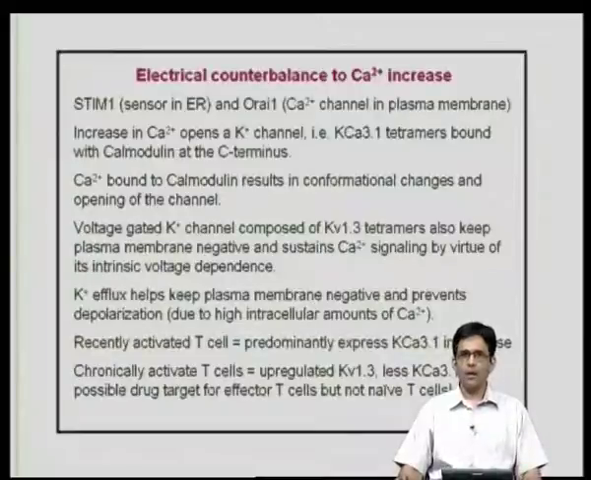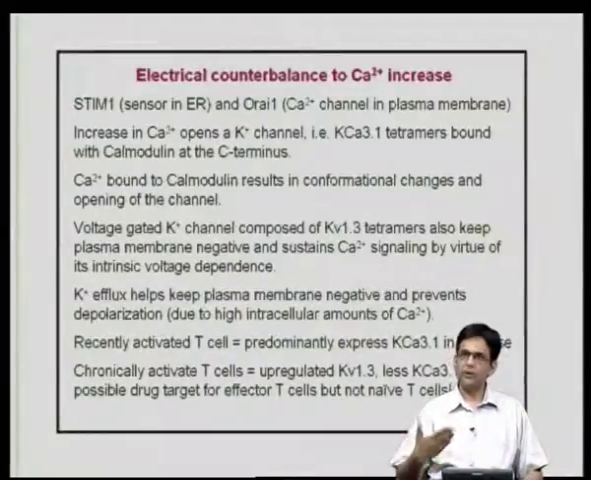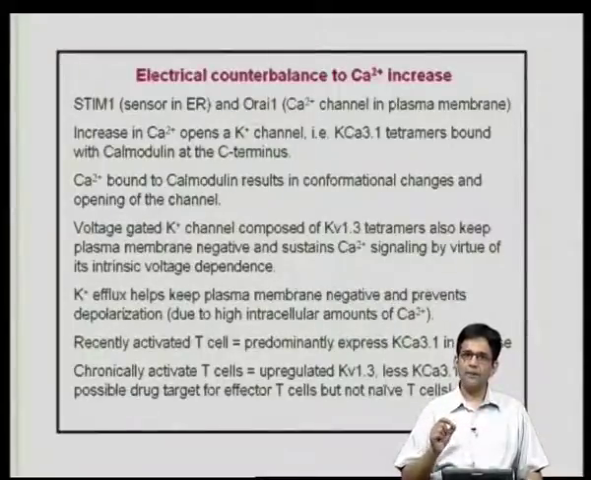Now, apart from KCa3.1, you have another channel known as Kv1.3, which also plays an important role. What is important to note is that recently activated T cells predominantly express KCa3.1, whereas the chronically activated ones show higher levels of Kv1.3. This is an important aspect, especially in chronic activated diseases like rheumatoid arthritis, where you have these chronically activated cells; you can target molecules for Kv1.3.